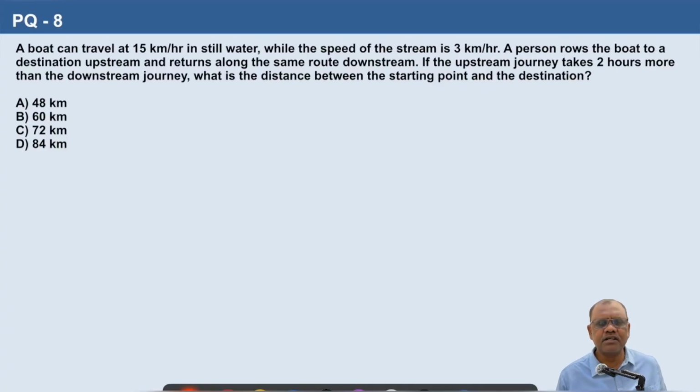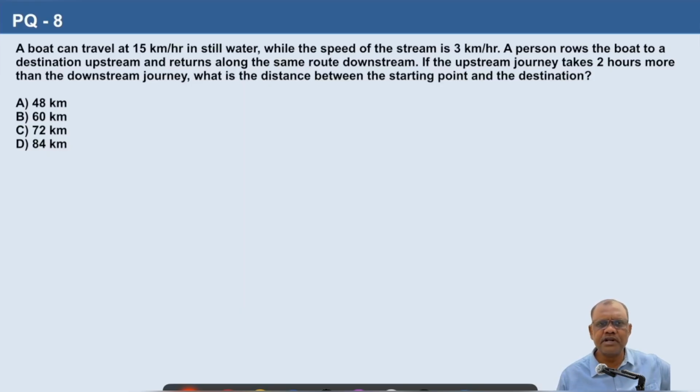Question number 8. A boat can travel at 15 kilometers per hour in still water, while the speed of the stream is 3 kilometers per hour. A person rows the boat to a destination upstream and returns along the same route downstream. If the upstream journey takes 2 hours more than the downstream journey, what is the distance between the starting point and the destination?